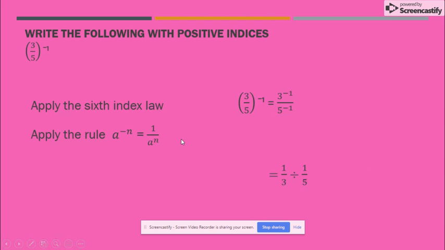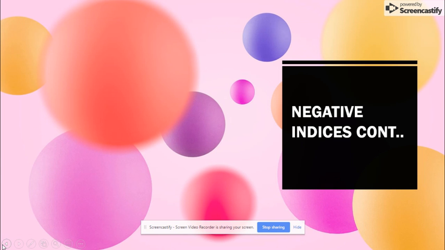All right, so we're carrying on. Oh my goodness, we've gone far too far. Hold on a second. Okay, we're carrying on with negative indices. So this is the next part.